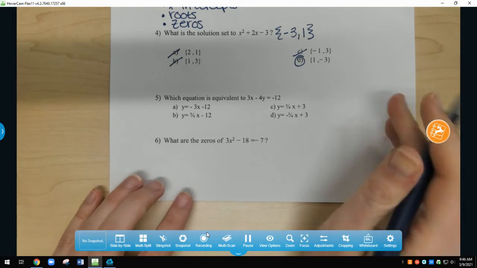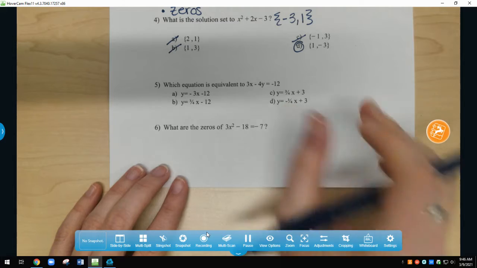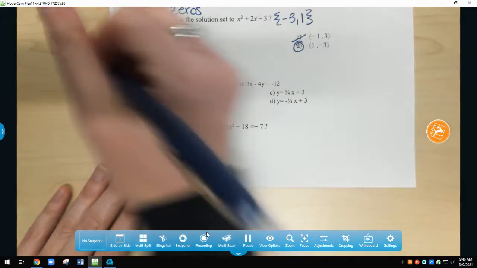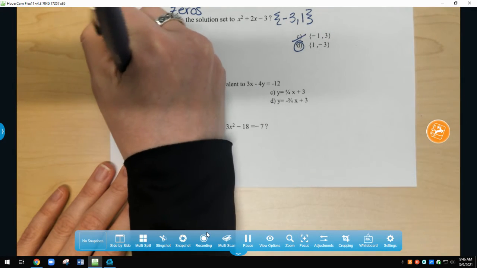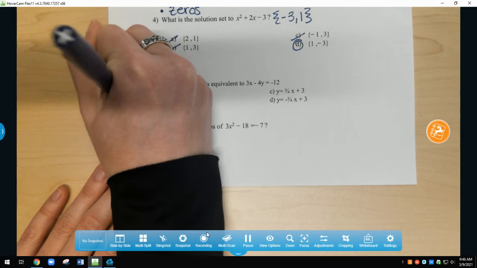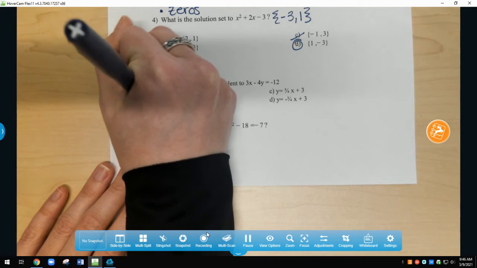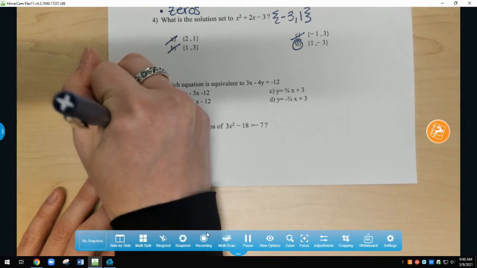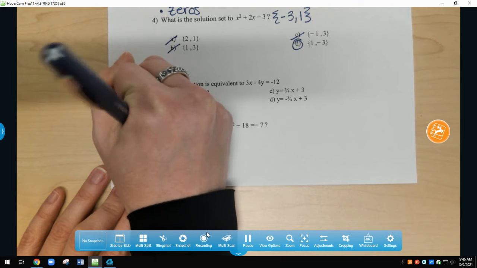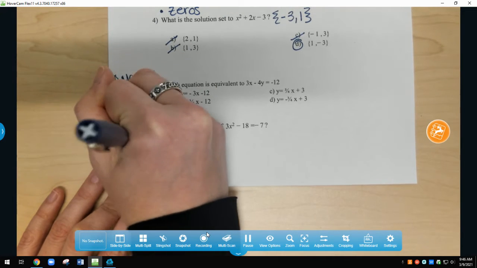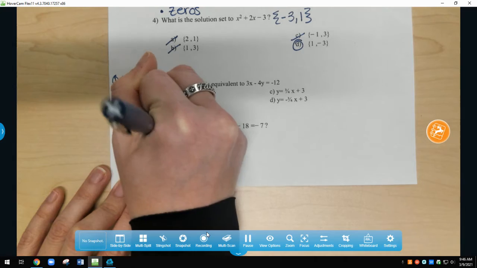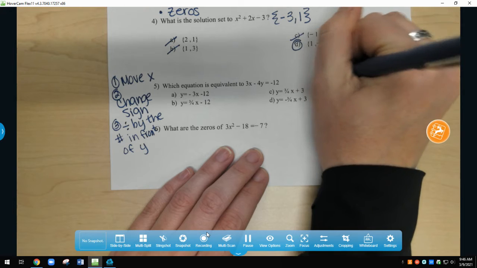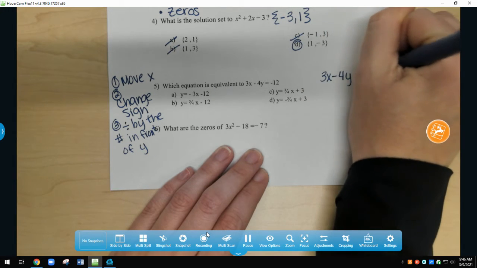Okay, this is a spiral question, so a review. Which equation is equivalent to 3x minus 4y equals -12? So this is one where we're going to have to solve for y, so we're going to move the x, change the sign, divide by the number in front of y. So we have 3x minus 4y equals -12.